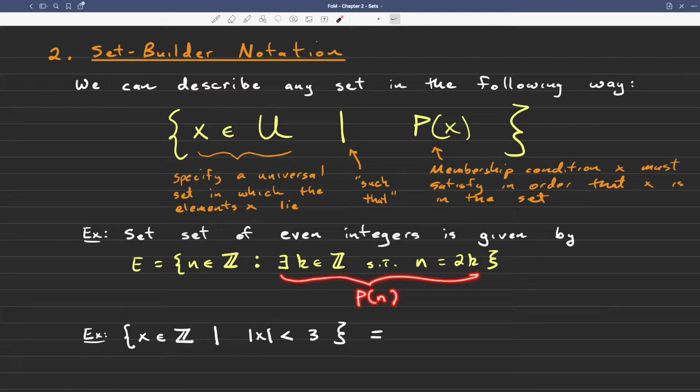Now, if you have a particular n and there exists a k such that your n is equal to twice k, that's the very definition of what it means for n to be even. So this describes the set of even integers on the nose.